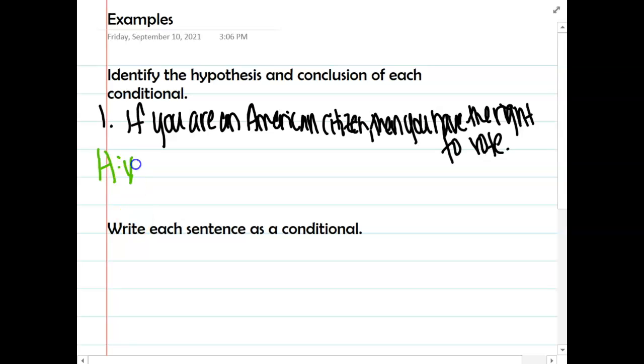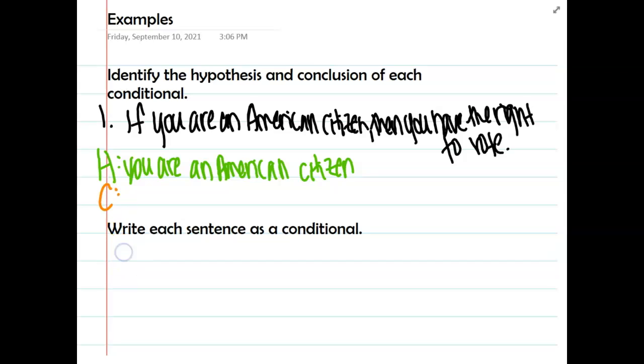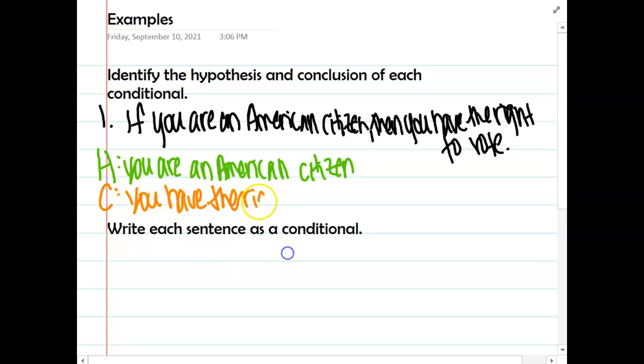Yep. You are an American citizen. Now the conclusion is saying, okay, what I'm stating is that if you are an American citizen, what am I concluding? And you have the right to vote. You have the right to vote.